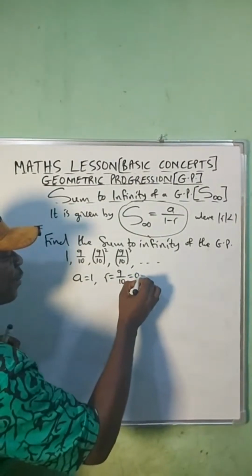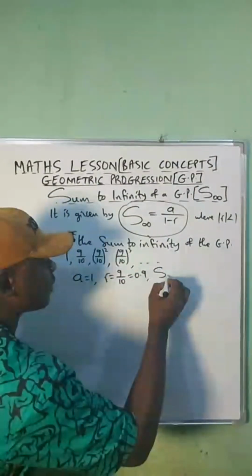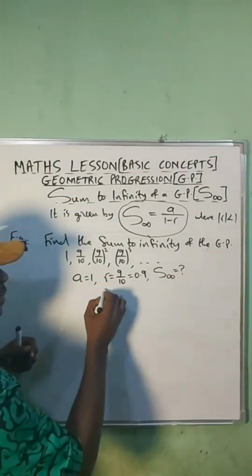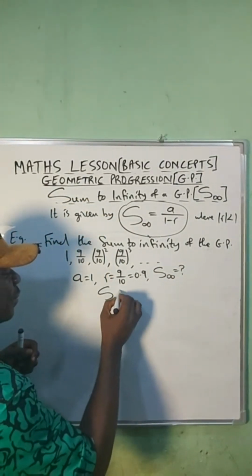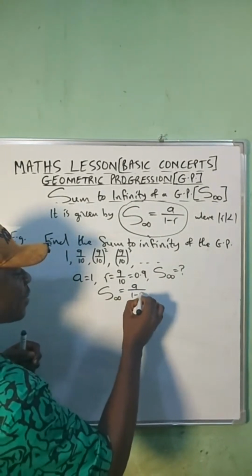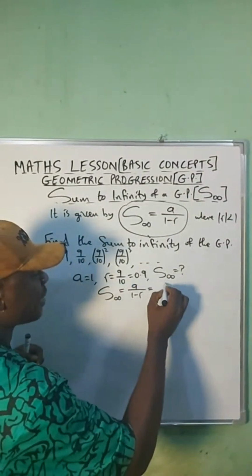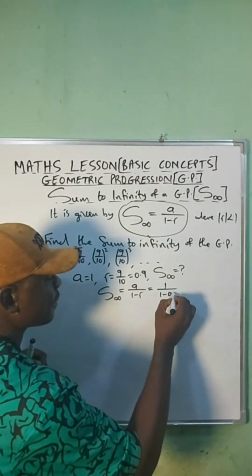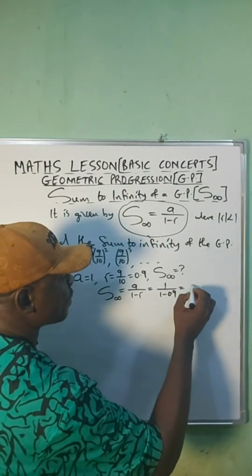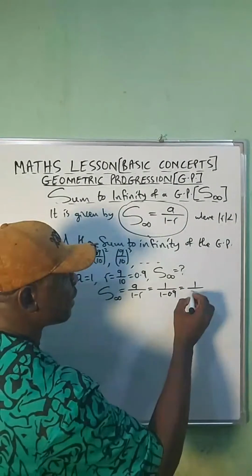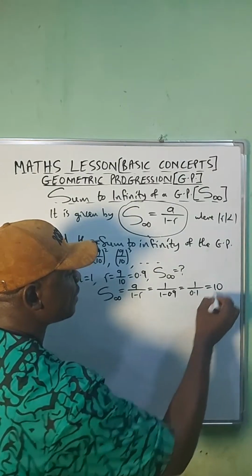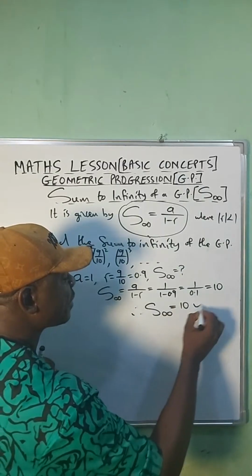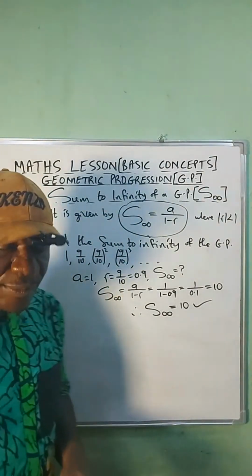And 9 divided by 10 is 0.9. We are looking for the sum to infinity. I know that sum to infinity is a all over 1 minus r. a is 1 and r is 0.9. So this will give us 1 all over 1 minus 0.9, which is 0.1, and the answer will be 10. So therefore, sum to infinity is equal to 10. That's the answer.